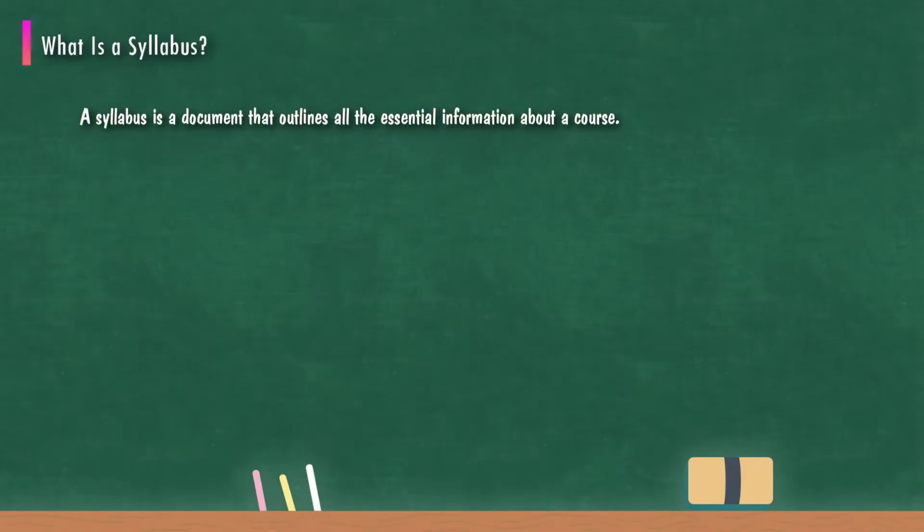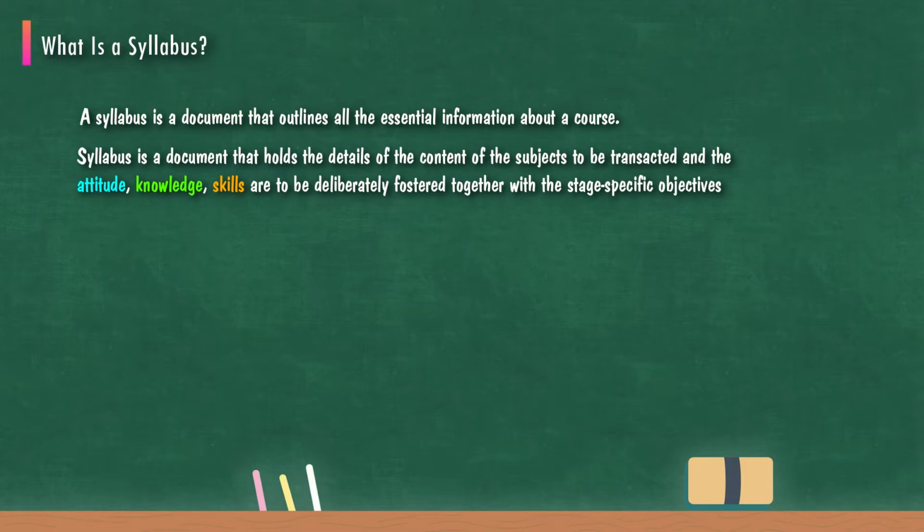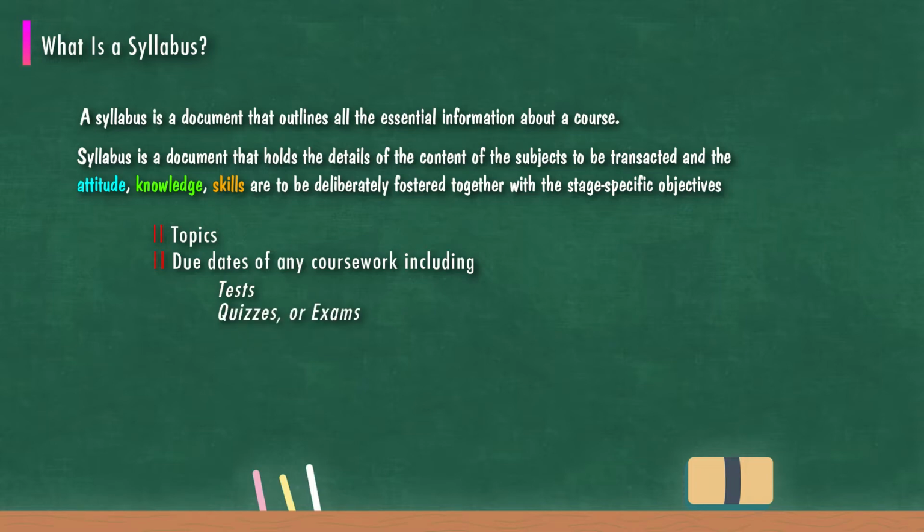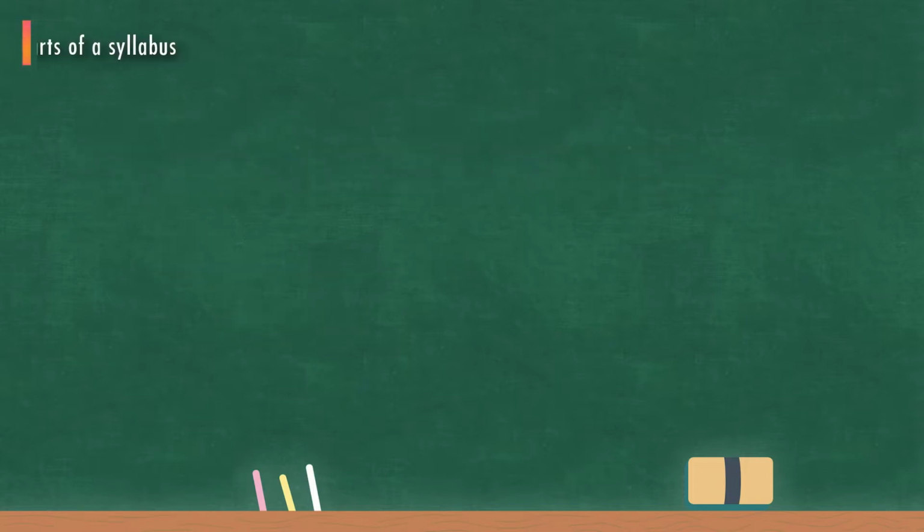A syllabus is a document that outlines all the essential information about a course. A syllabus is a document that holds the details of the content of the subjects to be transacted, and the attitude, knowledge, and skills to be deliberately fostered together with the stage-specific objectives. It lists the topics we will study as well as the due dates of any coursework, including tests, quizzes or exams. Now, the four basic parts of a syllabus.